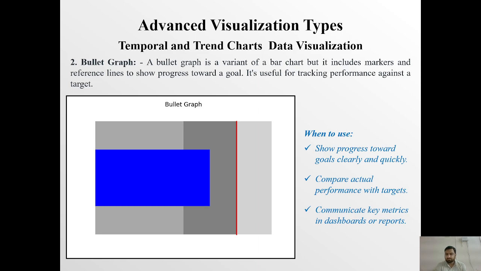Bullet graph. A bullet graph is a variant of a bar chart, but it includes markers and reference lines to show progress towards a goal. It's useful for tracking performance against a target. When to use: to show progress towards goals clearly and quickly, compare actual performance with targets, and communicate key metrics in dashboards or reports.